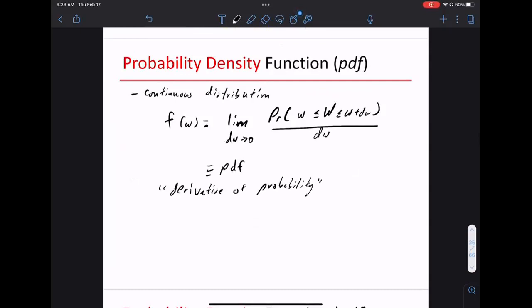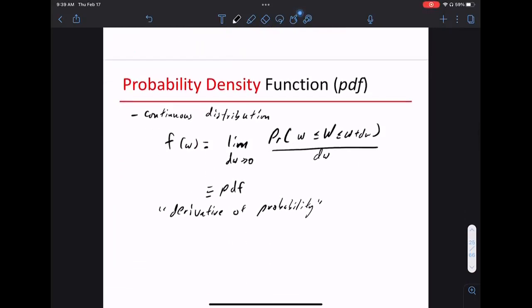Okay, so what happens is you're basically differentiating the probability. You take a probability, you do a derivative. By definition, this is a derivative. So this gives us a function that is easy to work with most of the time. And this function has several properties.